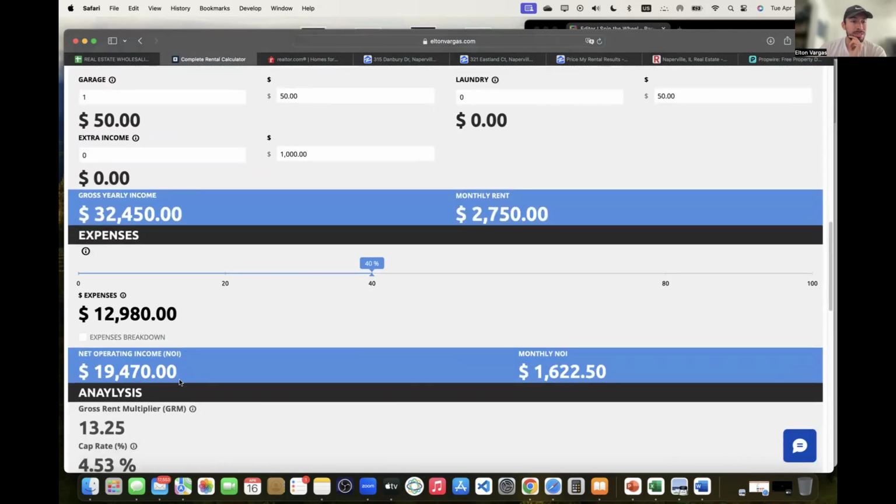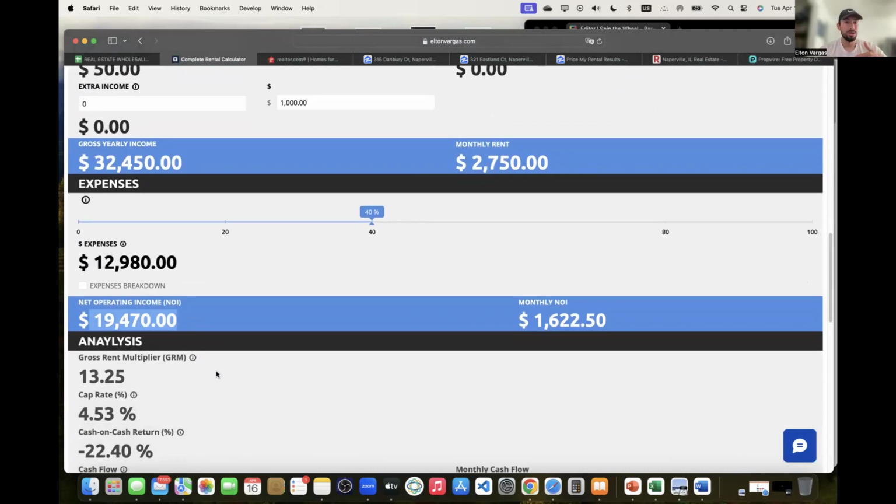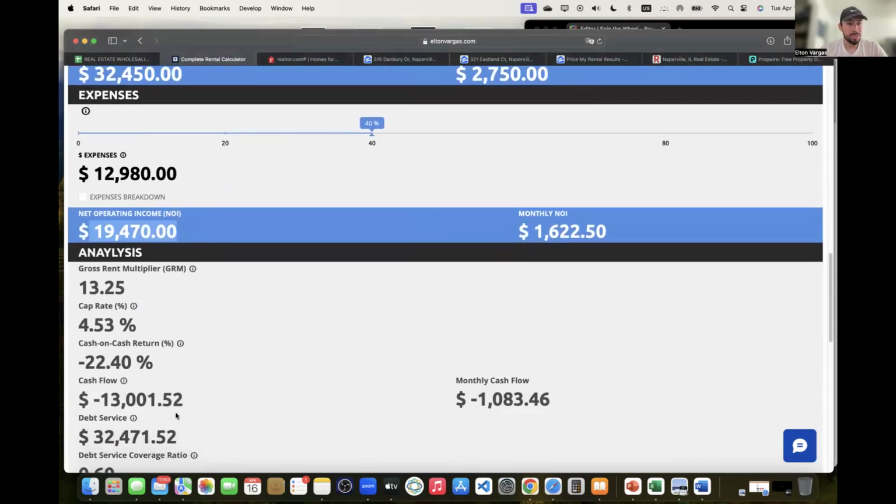And my net income is $19,470. So when you multiply the $2,700 times 12 months, it's going to be a total debt service of $32,471. When I subtract that number from my $19,470 of net income, I'm losing money on this property automatically. This property is not even cash flowing me anything whatsoever. I'm negative $13,000 each single year, or aka $1,000 each single month.